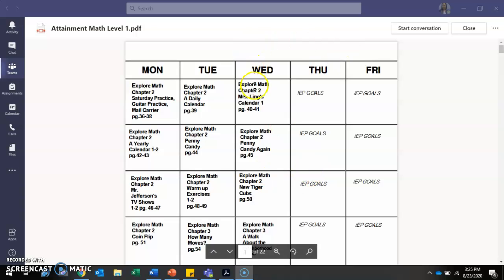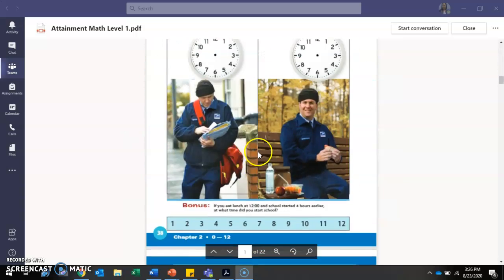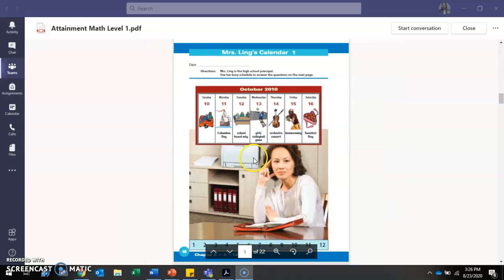We're going to look at the next math worksheet, which is Ms. Ling's calendar. So everybody go to page 40 and 41 and it should look something like, it's after the ones that you already completed. So it should be this one. So right here it says Ms. Ling is the high school principal. Use her busy schedule to answer the questions on the next page.